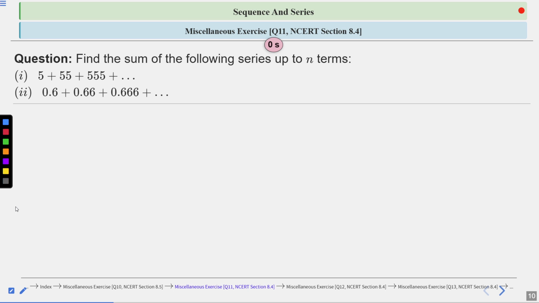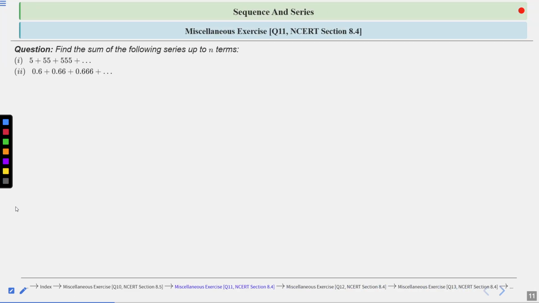Okay, let us move to the solution part. See, we have to basically find the sum of the following series, and the series are given, right? Let us see the solution. Let's start with part first. Let Sn be the sum of the series, right? Therefore, we can write Sn will be equal to 5 plus 55 plus 555 up to n terms, right?